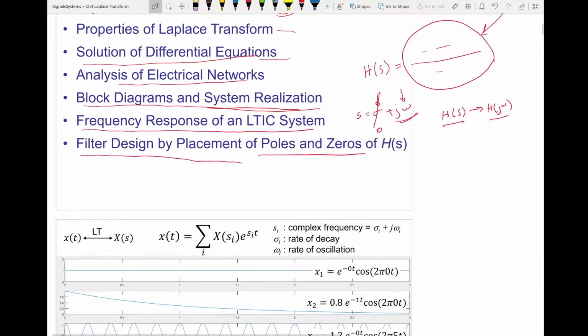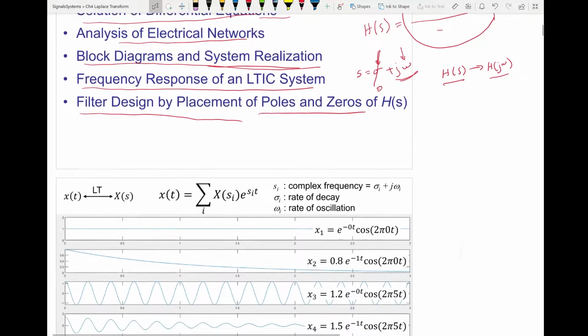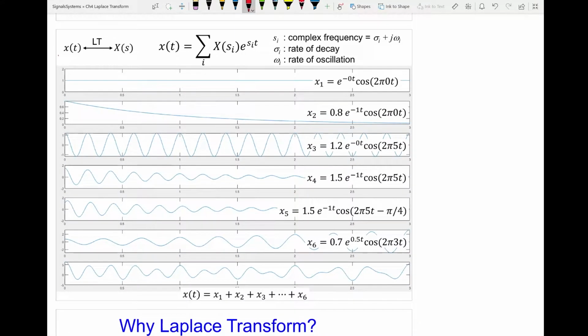Okay, let's get some idea about the Laplace transform and what it means. You have the signal in the time domain, you do the Laplace transform, and now the signal becomes the Laplace domain, X of s, where s here is just sigma plus j omega. We call this the complex frequency. Sigma is the rate of decay, and omega is the rate of oscillation.